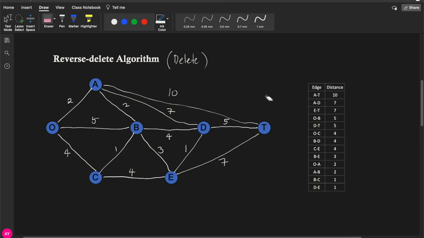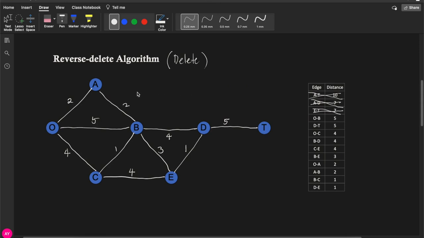So we remove 80. And because removing 80 will not cause a disconnection, then we can remove 80. Okay? Next, how about AD? Will it cause a disconnection? AD is here with a distance of 7. It will not cause a disconnection. So we will remove it again. How about ET? Removing this will also not cause a disconnection. Therefore, we can remove. Okay?